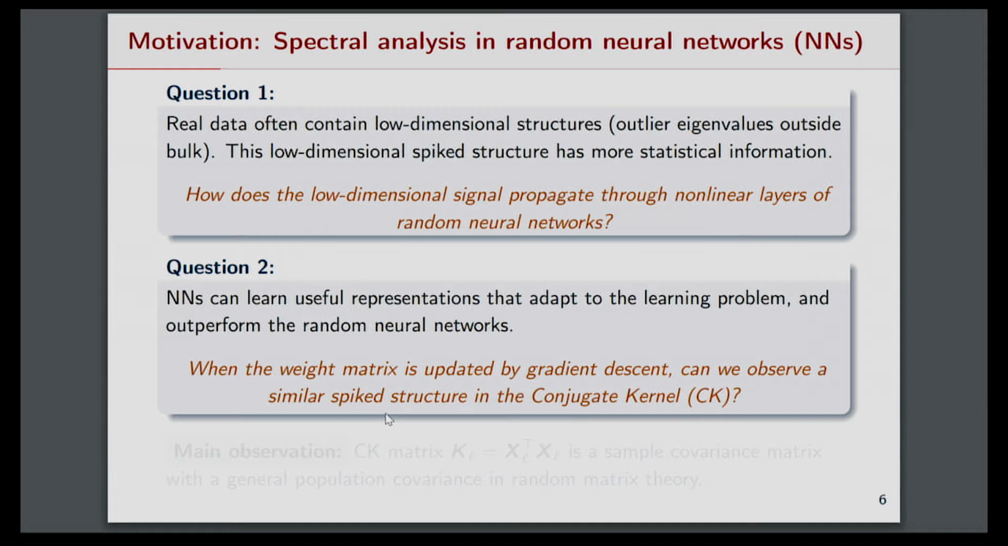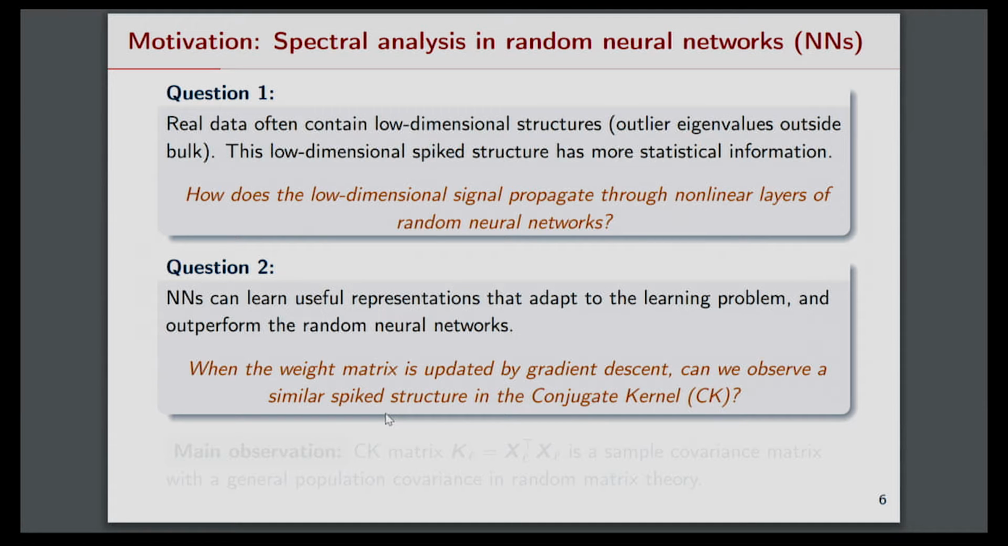The second motivation comes from deep learning. We really want to know how we train the neural network. It turns out that when we train the neural network, you will see some spike structure in the weight matrix. Then we want to know how this spike structure appears in the trained conjugate kernel, not in the random case. Can we analyze it and understand how the neural network, using gradient descent, learns the representation from the data set?